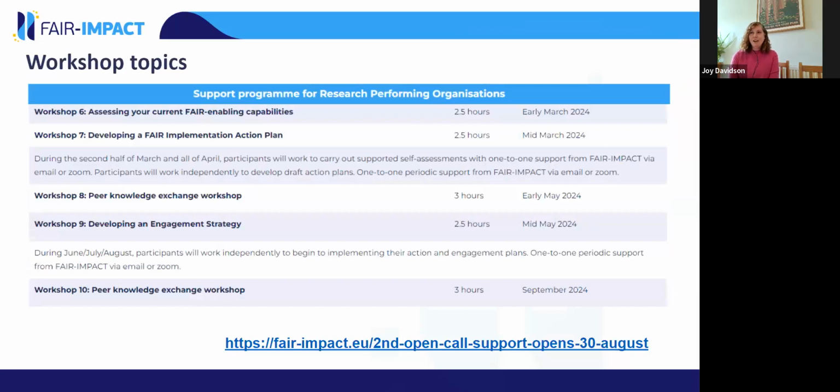When we start to look at the kinds of activities you'll be engaged in, we've got workshops 6 and 7 where you're going to start looking at assessing your current FAIR enabling capabilities. We've identified a couple of tools that we will present to you during that workshop and give you an introduction on how each works, and then you'll choose one of the two to carry out your own supported self-assessment during April. We'll also have the workshop looking at developing your action plan.